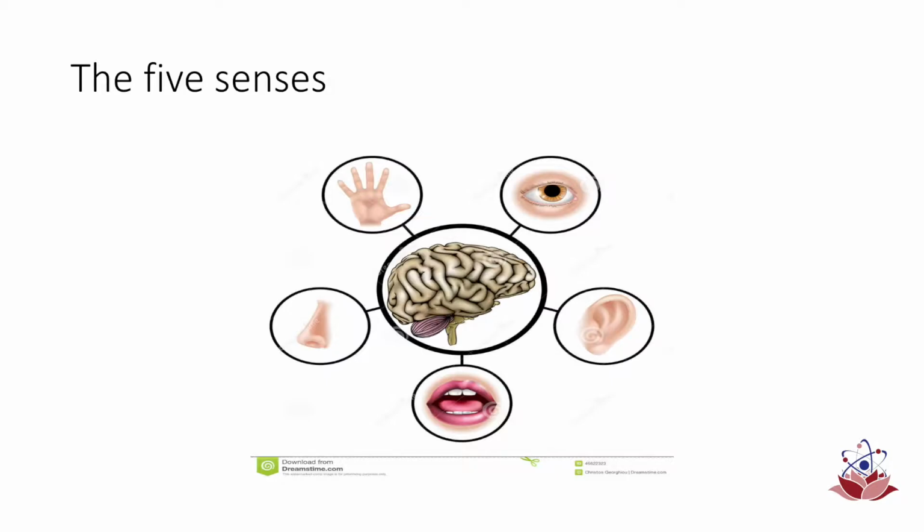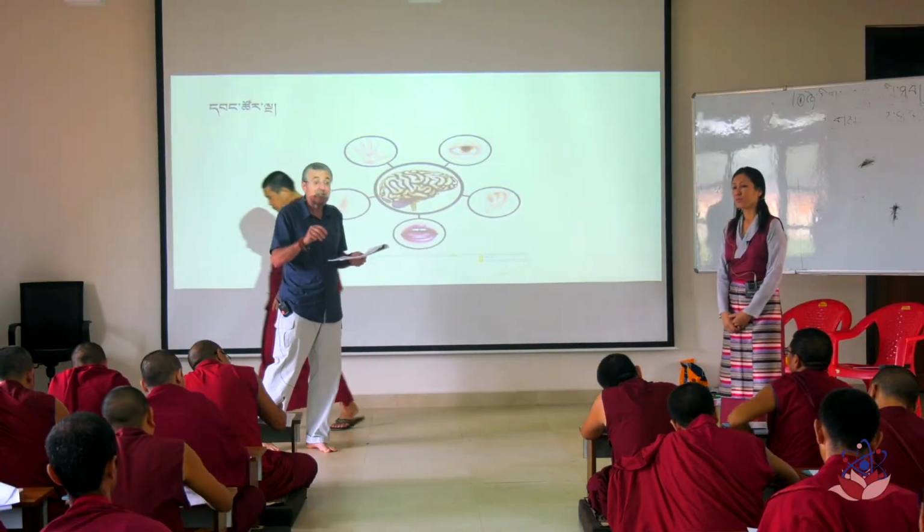Okay, so the five senses have specific neural processes and receptor cells for each sense.